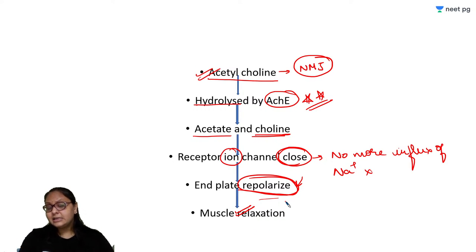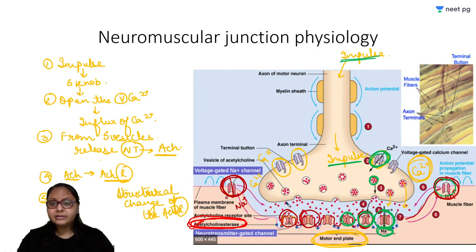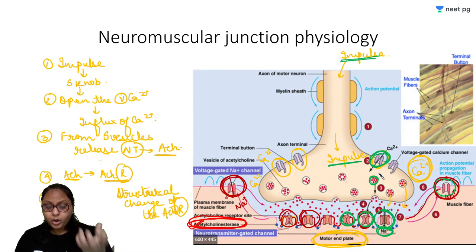Now, Dr. Bhatt is asking me to revise the whole mechanism once more, so I'll quickly revise it. What is happening? The first step is the impulse. It is propagated from the axon into the synaptic end. When the impulse is propagated, there will be opening of the calcium channels, which will cause the influx of calcium ions. Now, what will it do?